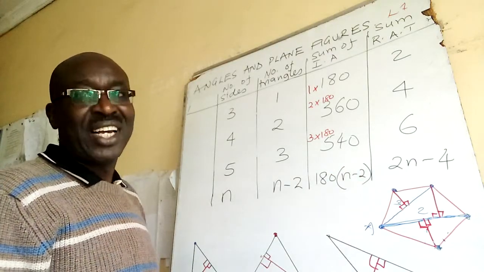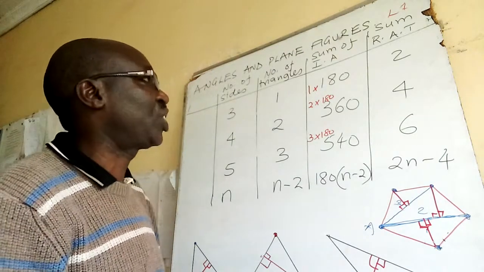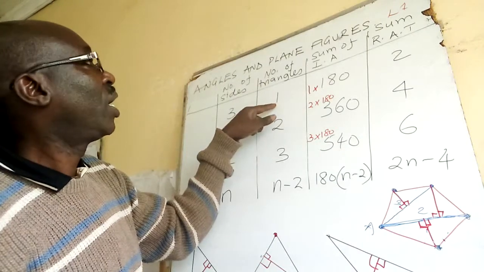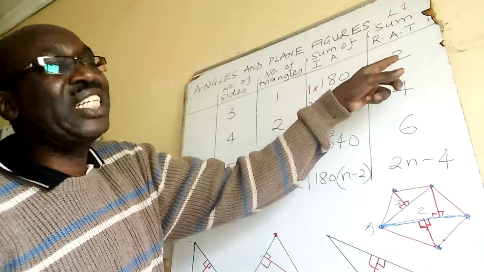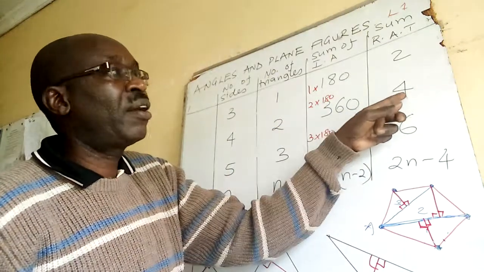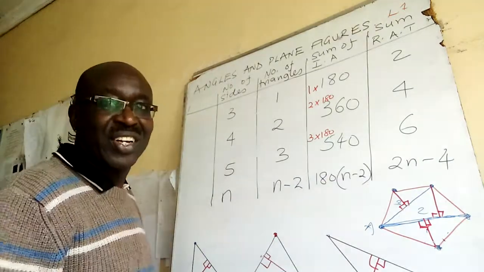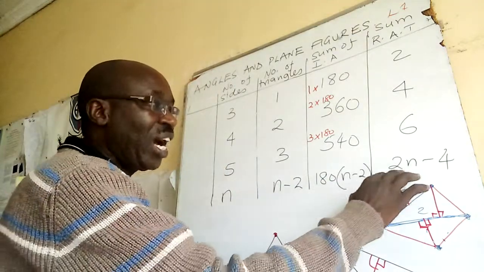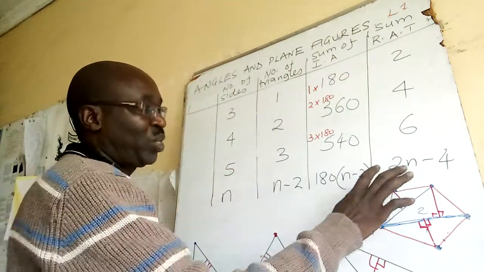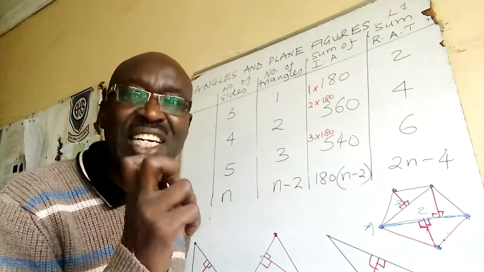Okay? Now, let us come to the last column where it is very interesting. Okay? I want you to relate it with here. When it is one triangle, the 90s are 2. When it is 2, they are 4. When it is 3, they are 6. So the relationship you have to get is between this and that, which comes to 2n minus 4. That is a general formula.